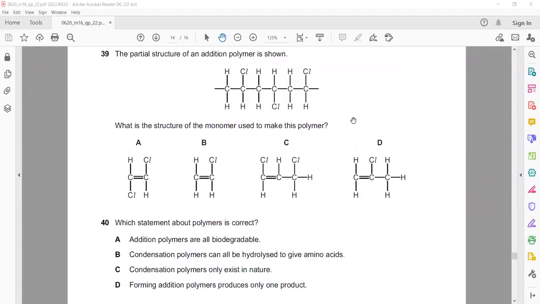Question 39. What will be the structure of the monomer? To identify the structure of the monomer, even in the exam, you just take the first two carbons and hide the rest of them. Then make a double bond between the two carbon atoms. Which one does it match with? It matches with B. So B is the right answer.